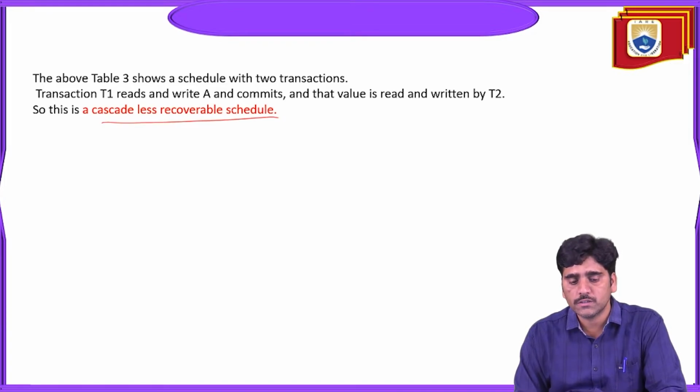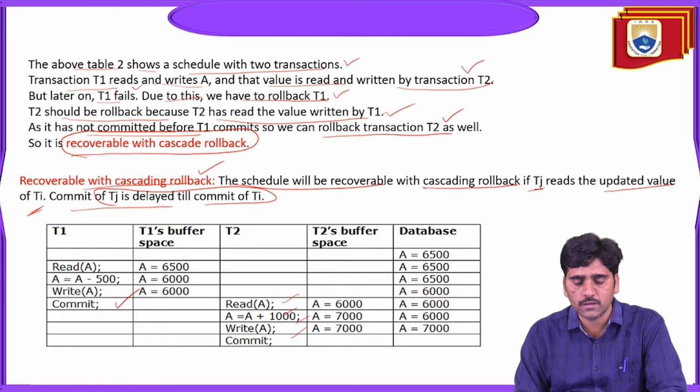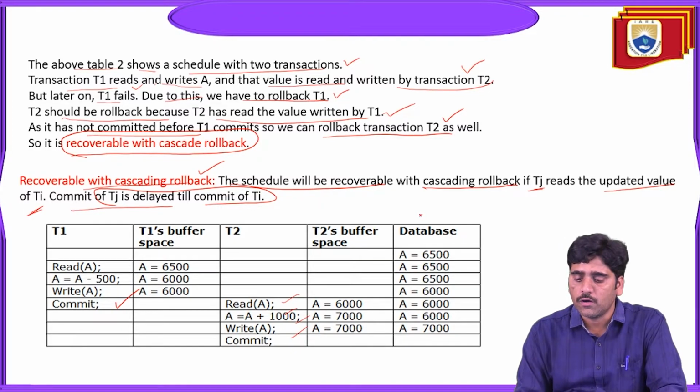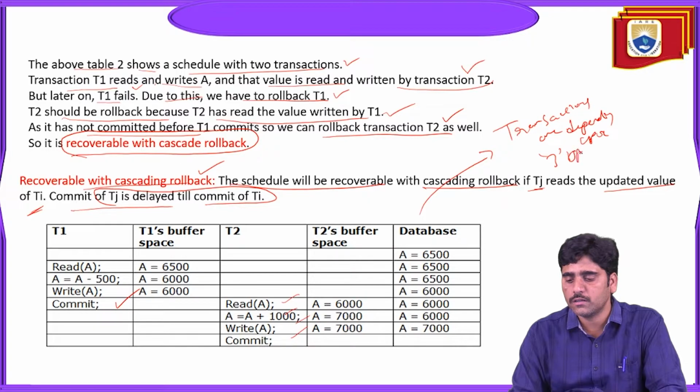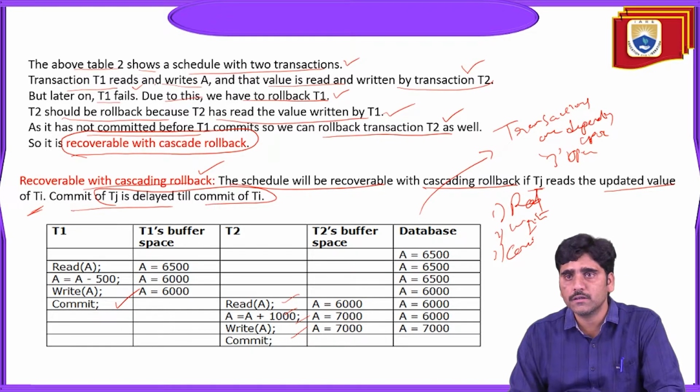Cascade-less recoverable schedule. So here we have the read of the transaction, debiting the transaction, writing the transaction and committing the transaction. We already said that all transactions depend upon three operations. The three are the read operation, the write operation, and the commit operation.